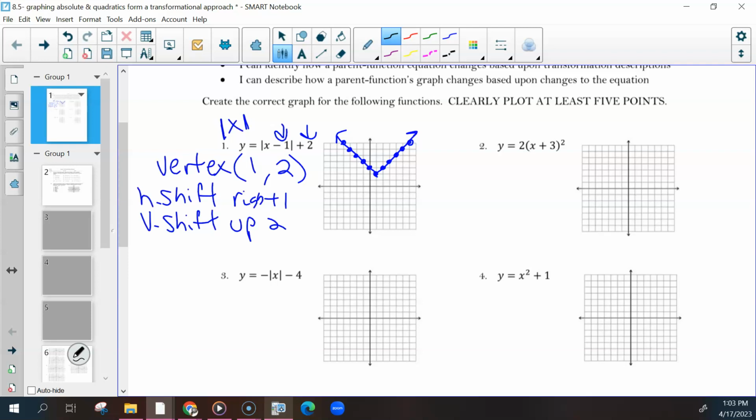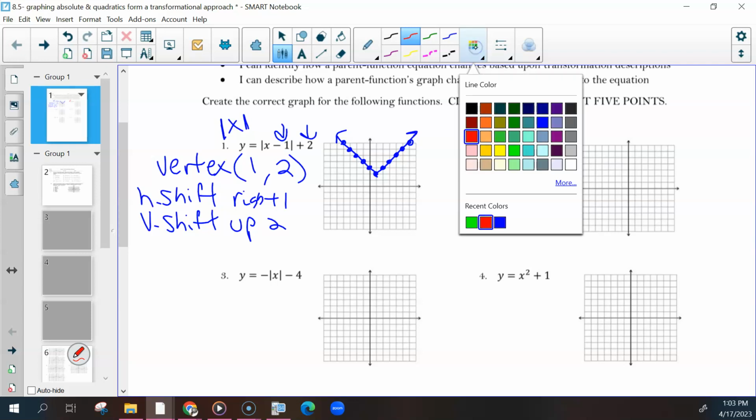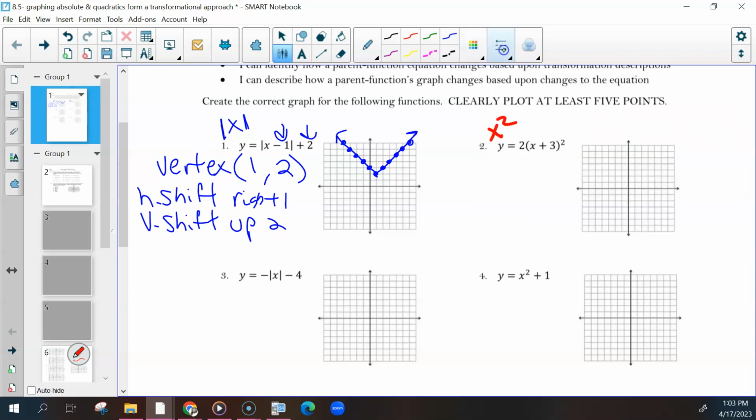Let's move on to 2. So this one does not have the bars, it has the square, so this is your x squared, or your quadratic function. What would the vertex of this one be?